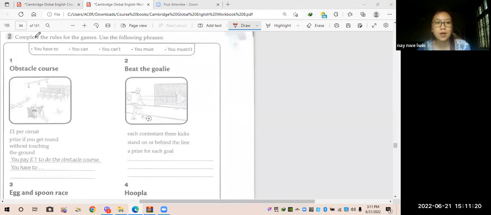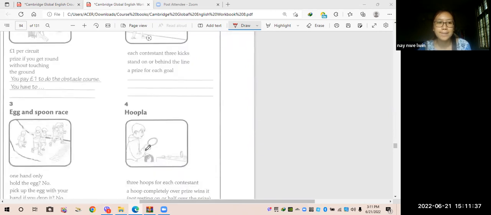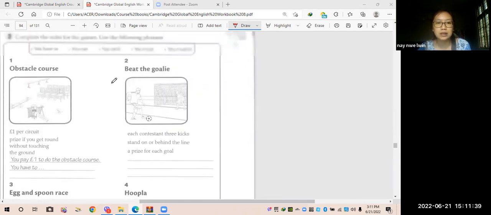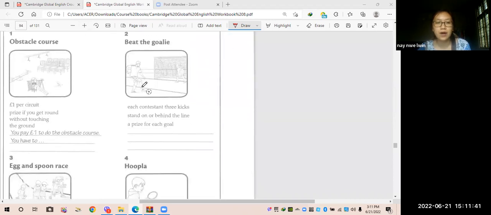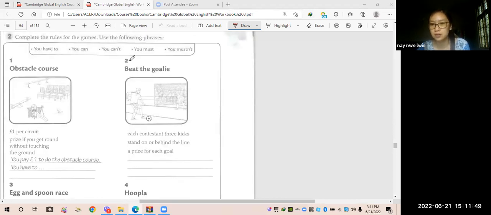So number two, complete the rules for the games using the following phrases. So you can use these modals above: you have to, you can, you can't, you must, you mustn't. So when talking about the rules, we use all these modals, right? So you have to write the rules for each of the games here by using these phrases. You may find out how to play the games here, and by reading this, you write the rules for each game.